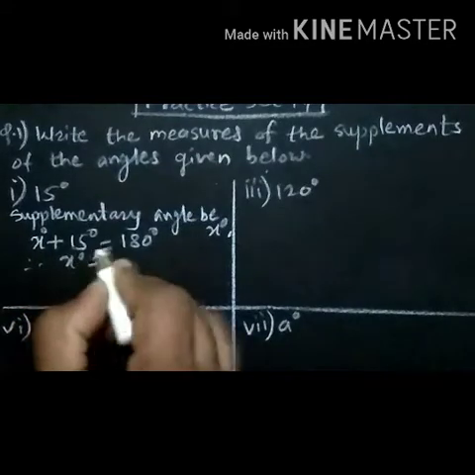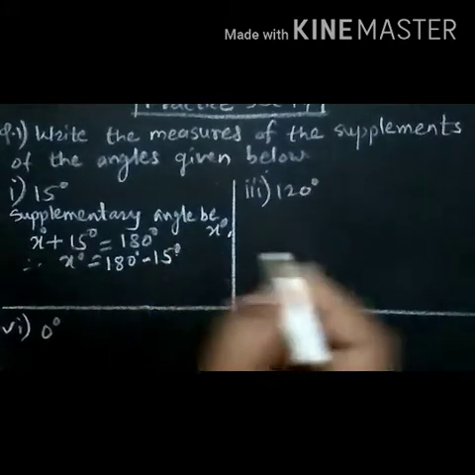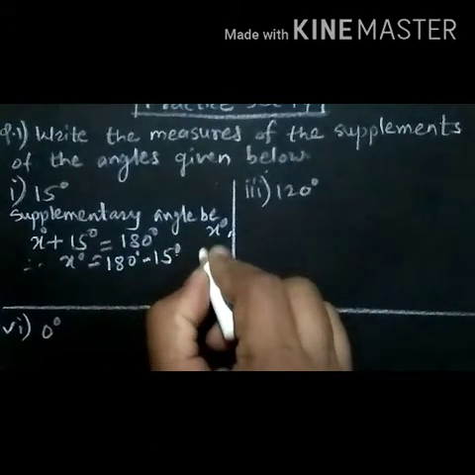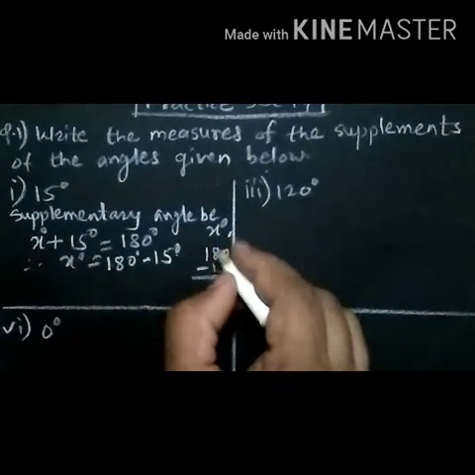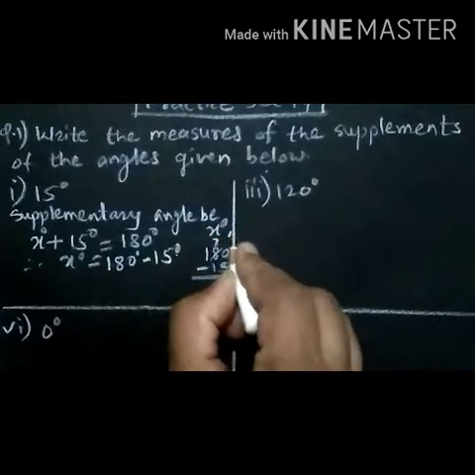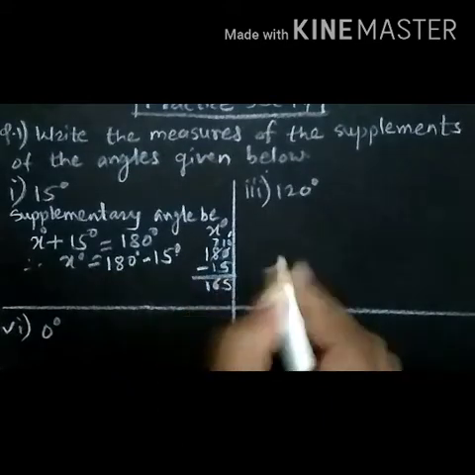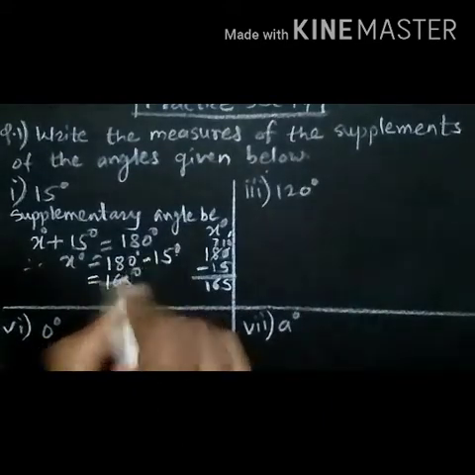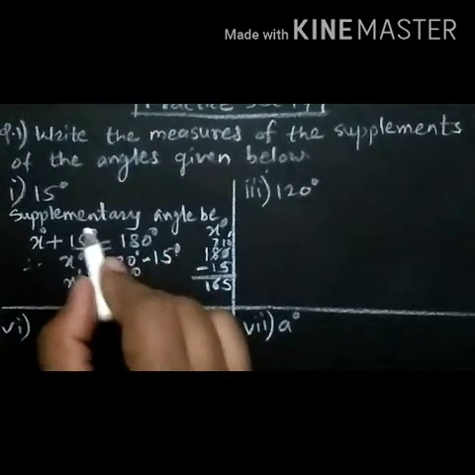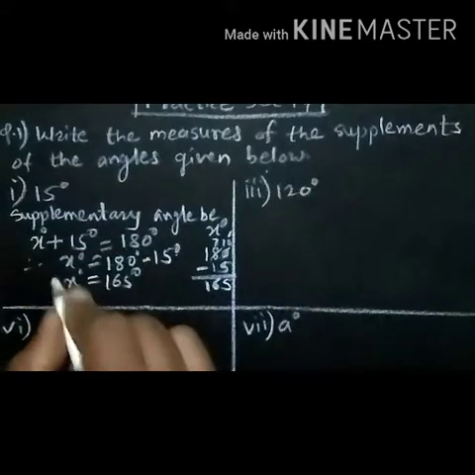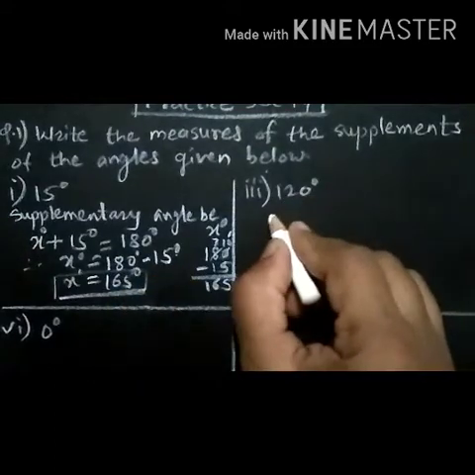Now x degree is equal to, after shifting this 15 to the right hand side, 180 minus 15 degree. Now we have to do subtraction, 180 minus 15. So 5 cannot be subtracted from 0, then go to the next number 8 and take a borrow. So here 7 and here 10. 10 minus 5, that is 5. 7 minus 1, that is 6. And 165 degree. So here x is equal to 165 degree. Therefore the supplementary angle of this 15 degree, that is 165 degree.